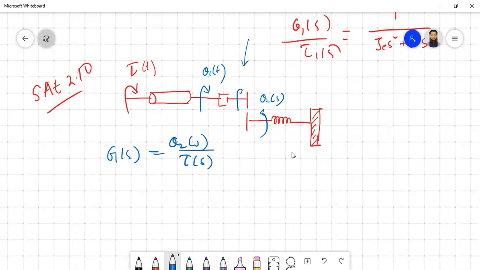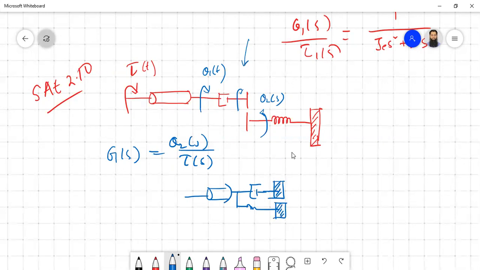So it is better to take everything to the secondary side. Theta 2 is already there. So what will be our equivalent diagram? Our equivalent diagram will be very, very simple. Basically, this is what we are going to get: inertia, then you have a spring as well, and friction.